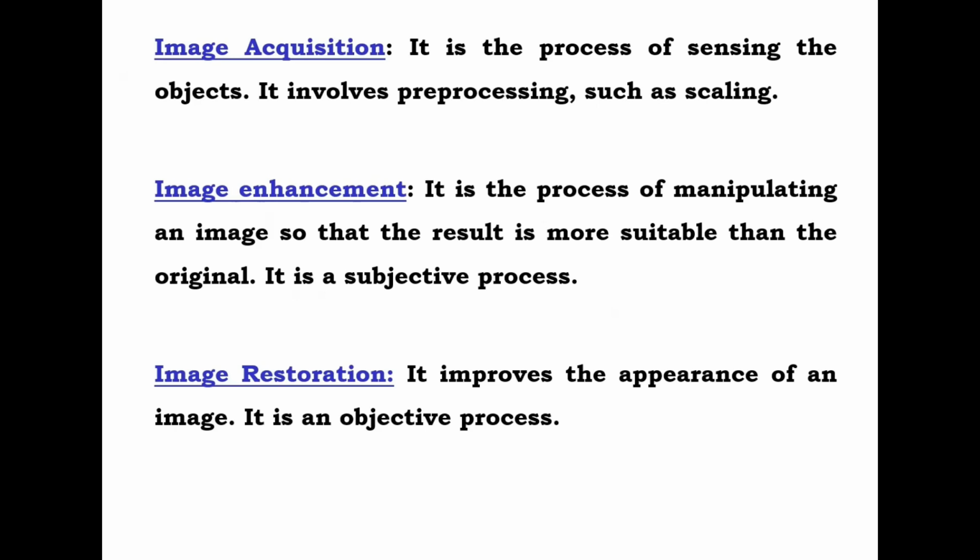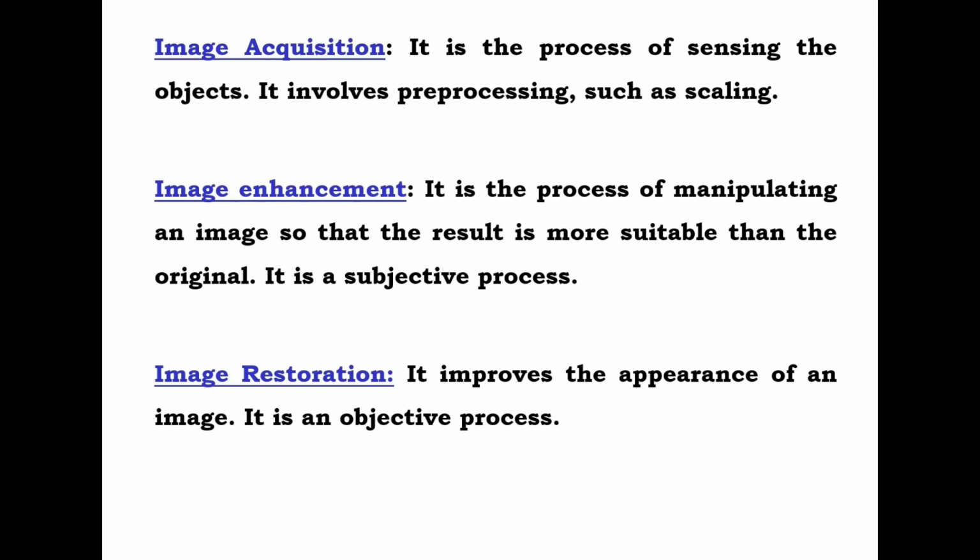The next step is image enhancement. Enhancement means manipulating or changing the image so that the output is more suitable than the original one. Image enhancement is a subjective process. Now what is a subjective process? If you judge the quality of an image with the help of your vision, then it is called a subjective process. A subjective process involves human judgment.